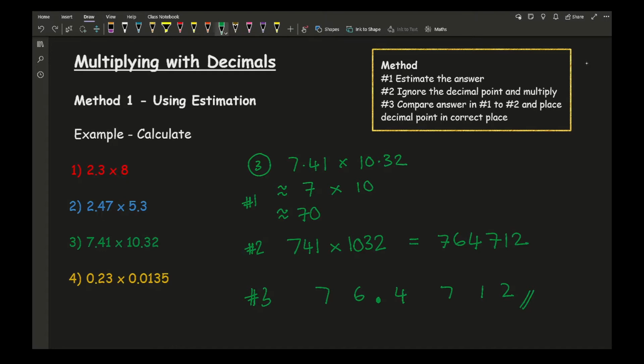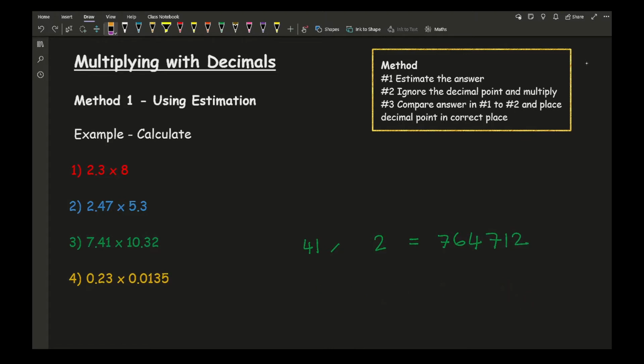So like questions like example 4, this is where this method kind of falls on its feet. And let me explain to you why that is the case. Now, again, if you've got questions like 1 to 3, not a problem. Again, estimating is not going to be an issue.